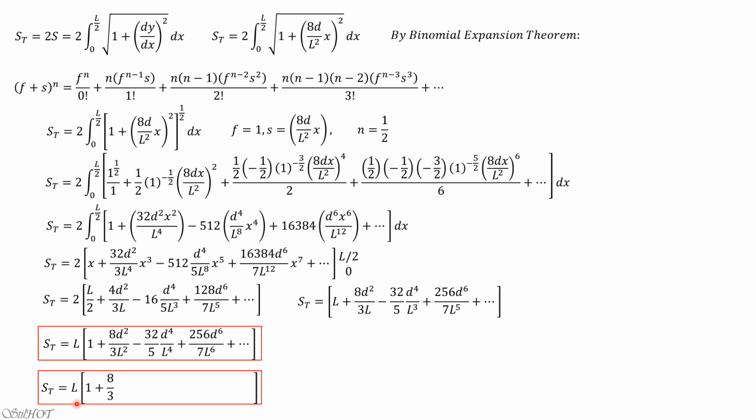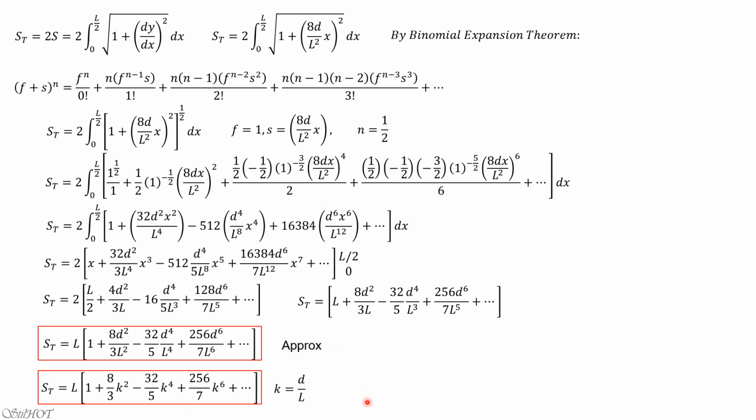And to easily recall it or memorize it, we replace d over L as k so that we can reduce it to length total equals L quantity 1 plus 8 thirds k squared minus 32 over 5 k to the 4th plus 256 over 7 k to the 6, where d over L is denoted by k.